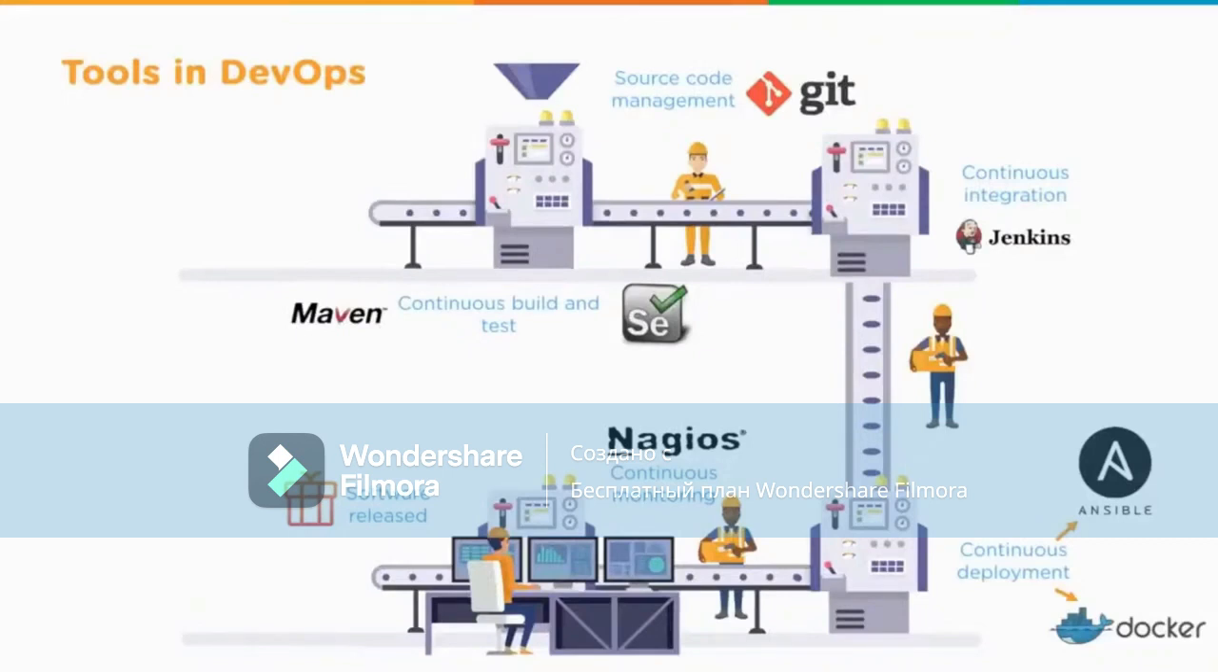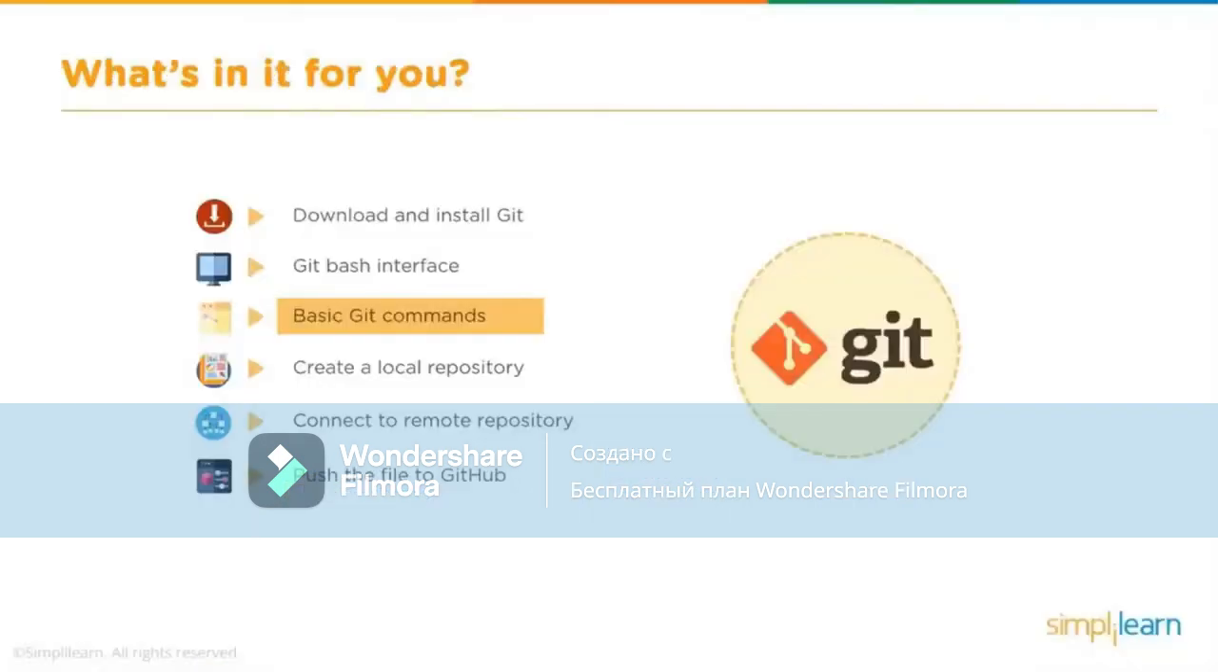So we'll start by downloading and installing Git on our system. We'll then have a look at the Git Bash interface. We'll type in some basic Git commands. Next, we'll create a local repository. That is, we'll create a repository on our local machine. We'll then connect to a remote repository. And finally, we'll push the file onto GitHub.